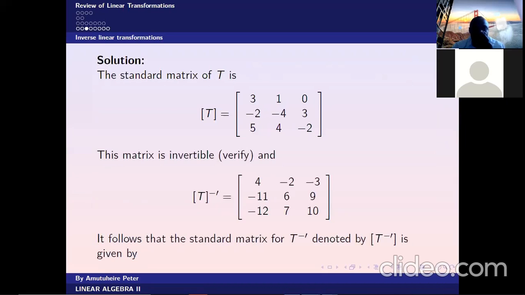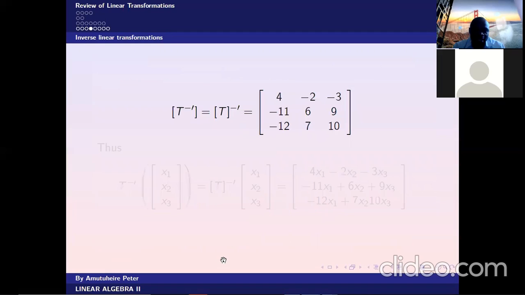Okay, so we find the inverse of this. This matrix is invertible, verify. So you find the inverse. If you find that the inverse here exists, then this matrix is invertible. In fact, the inverse is given by that. So you prove that the inverse is this. Then it follows that the standard matrix is denoted by T inverse. We know the properties of inverse. It is the same as that.